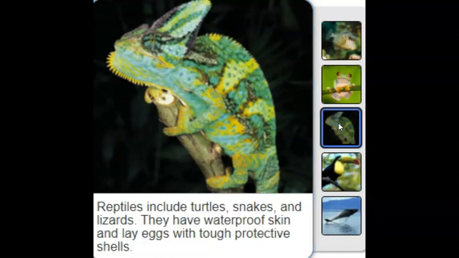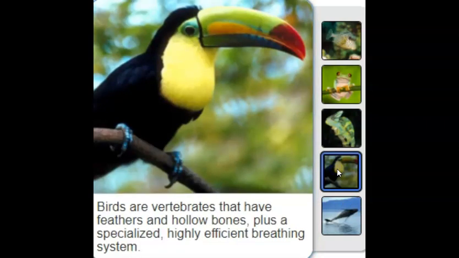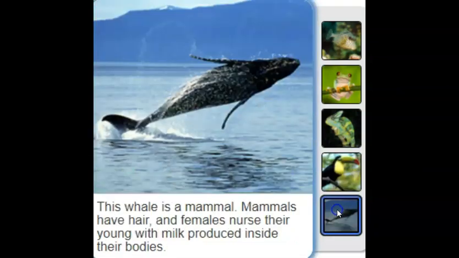Reptiles include turtles, snakes, and lizards. They have waterproof skin and lay eggs with tough protective shells. Birds are vertebrates that have feathers and hollow bones, plus a specialized, highly efficient breathing system. And last but not least, we are in this class here, the Mammalia class. This whale is a mammal. Mammals like us have hair, and females are able to nurse their young with milk produced inside their bodies.